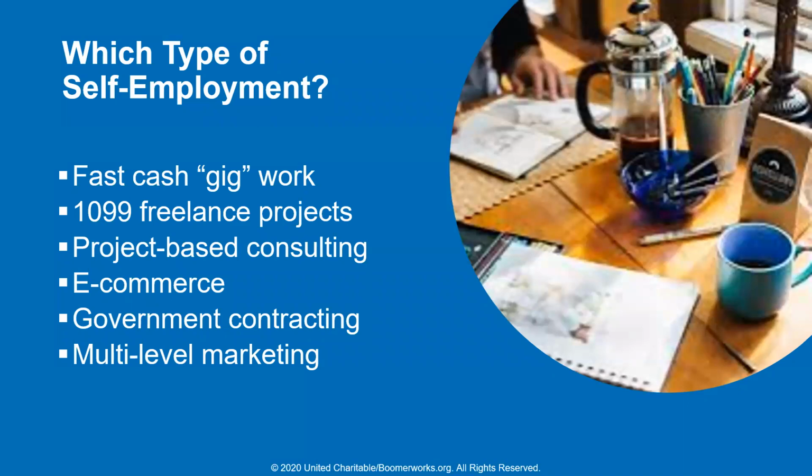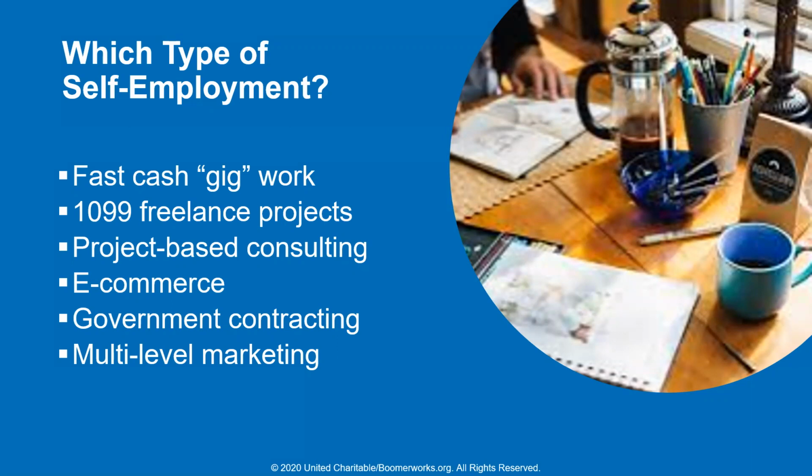Now, as to which type of self-employment might be right for you, you have lots of options. If you need quick cash, you might consider gig work, for example, being a part-time driver for Amazon. You might also consider 1099 freelance projects, which could include a variety of unrelated assignments. For example, freelance writing for some clients and bookkeeping services for others. You're essentially creating a menu of flexible options based on your core skills, which you can scale up or down based on the needs of your market.